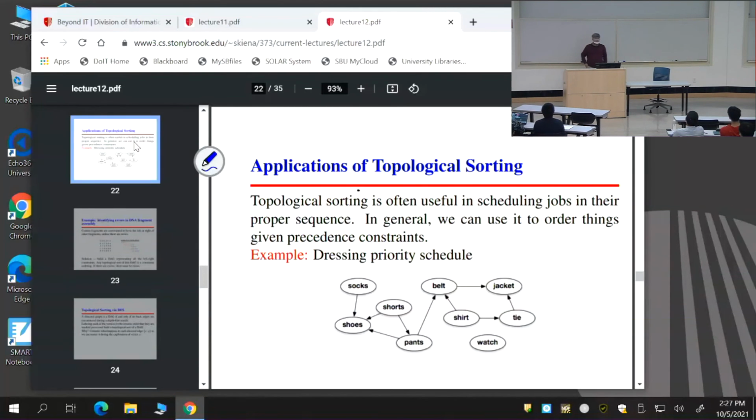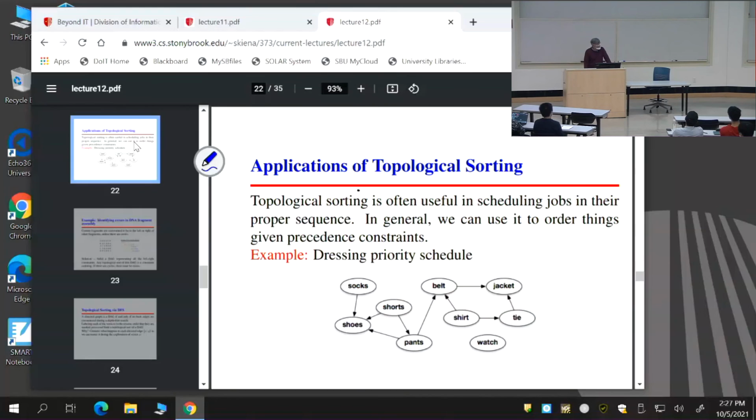DAGs are often used to represent precedence constraints. What is a precedence constraint that you have to deal with in your life? What did you have to do in order to take 373? Could you just walk into the university and say, I want to take 373? The answer is no. Why not? You had a prerequisite, right? What was that prerequisite? Hopefully you took 214.